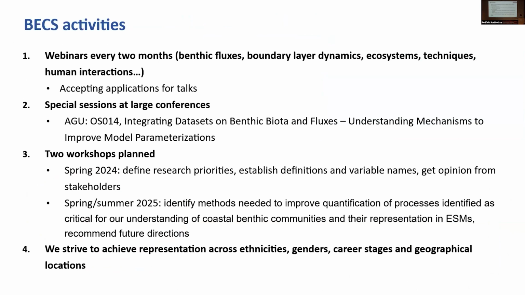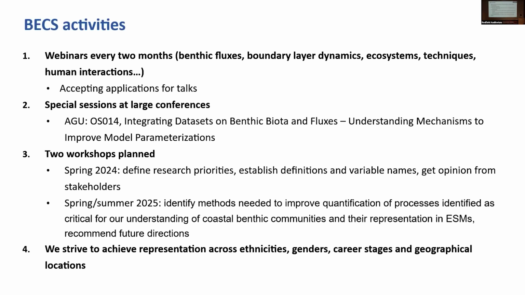We're going to host special sessions at large conferences. The next one is coming up at AGU. The idea is, if you have data, or know of data that's lying around and hasn't been published, please, this is an incentive to go ahead and make people know about your data.